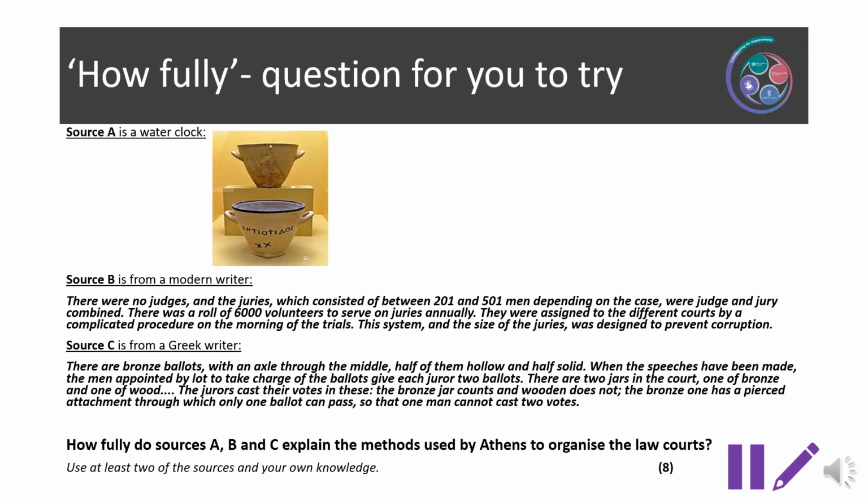Here is a how fully question for you to try. Source A is a water clock. Source B is written by a modern writer, and source C was written by a Greek writer. How fully do sources A, B, and C explain the methods used by Athens to organise the law courts? Use at least 2 of the sources and your own knowledge for 8 marks. There will be a full response when you have completed your own.